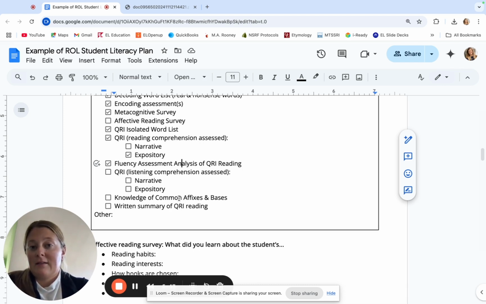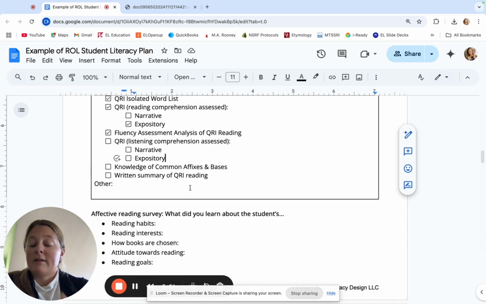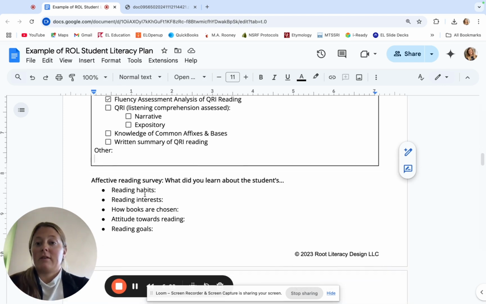And if he can't understand what he's reading for that one, then it would be great to see if I read it to him, if he can understand it, because then that helps, information for the classroom. He can't access the content without being read to, is what that would mean. So that would shape instruction from the teacher. I did not go into common prefixes, suffixes, or bases, and I did not ask him to write a written summary of the QRI. And there was nothing else that I did there.